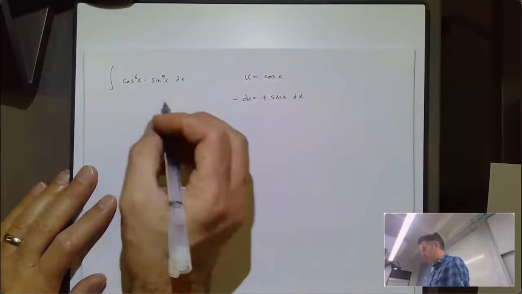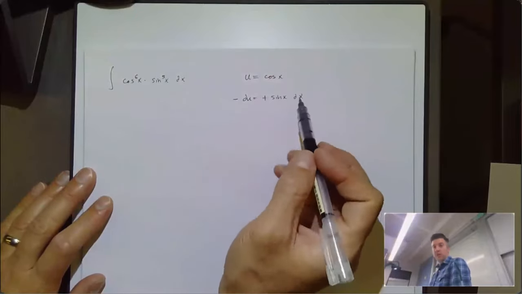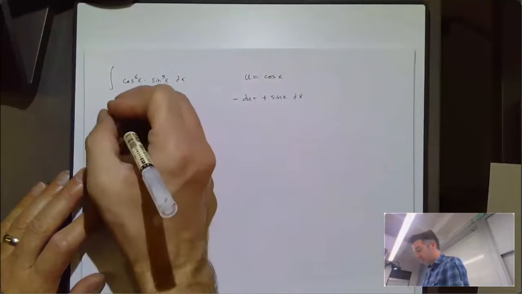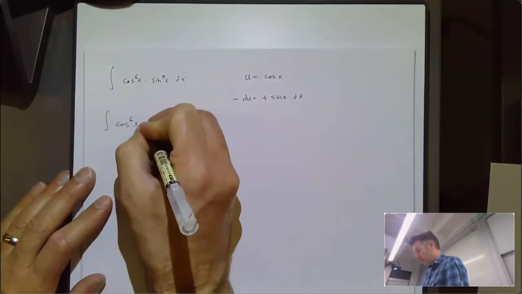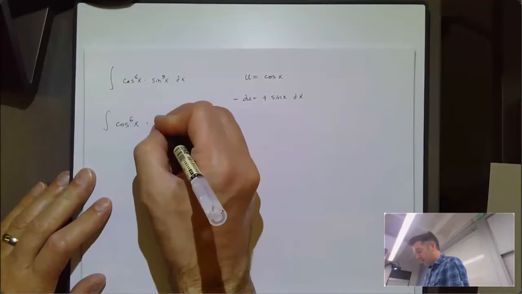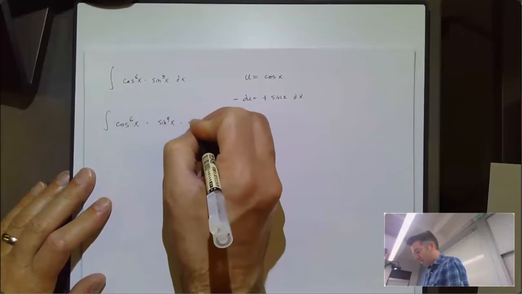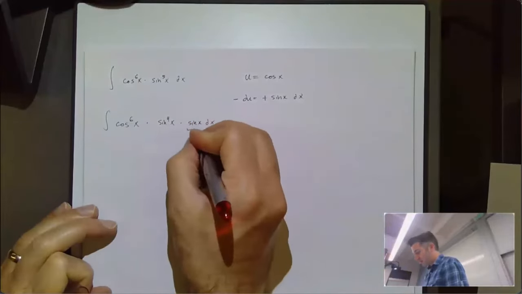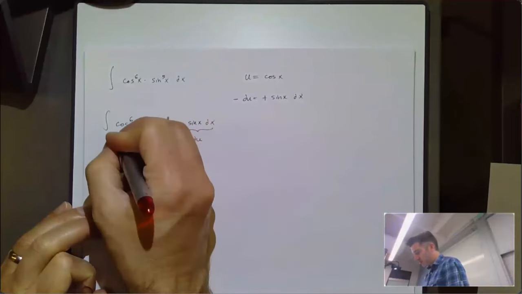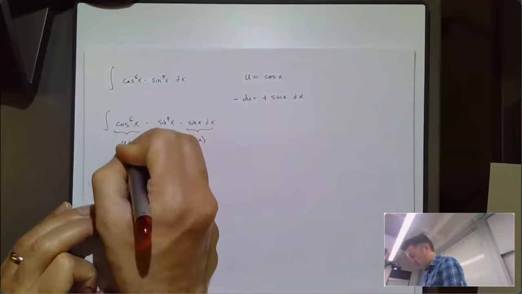Rewriting this, whenever I'm rewriting this, I'm always going to break off my du part here. So I'm going to rewrite this as the integral of cosine to the 6th x. And then instead of writing sine to the 5th, I'm going to write sine to the 4th times sine. So sine to the 4th x times sine x dx. There's my negative du.